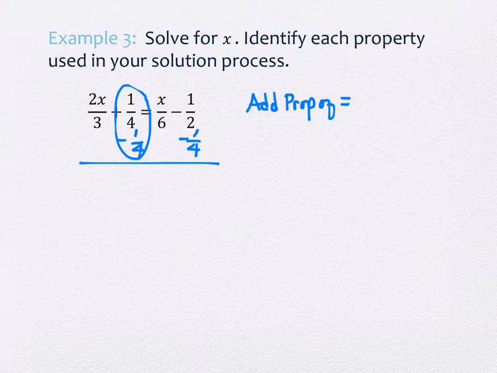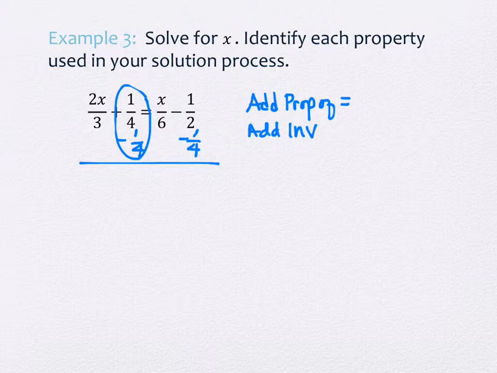Okay, but what property? I should say it differently. What property is that we used? Inverse? Yeah, it's an inverse property. Again, it's the additive inverse property. The reason we picked the 1/4 and the negative 1/4 is because they're additive inverses to each other. So this is the additive inverse.